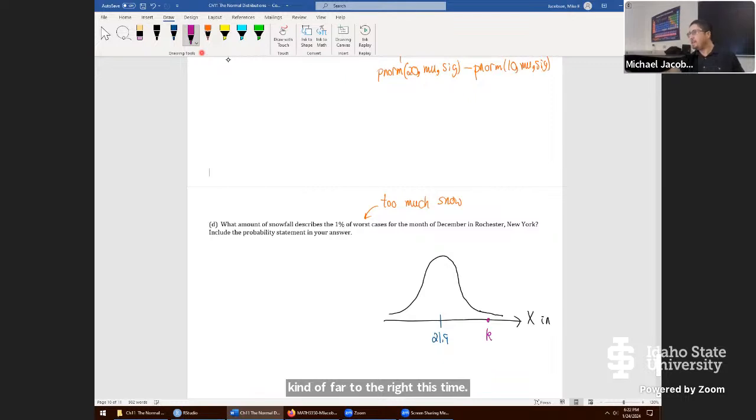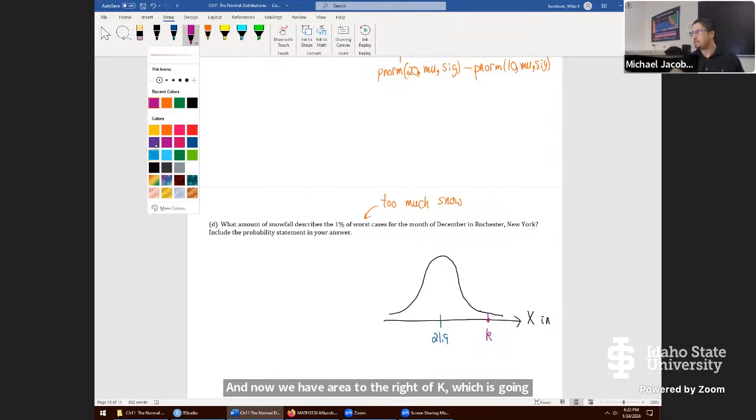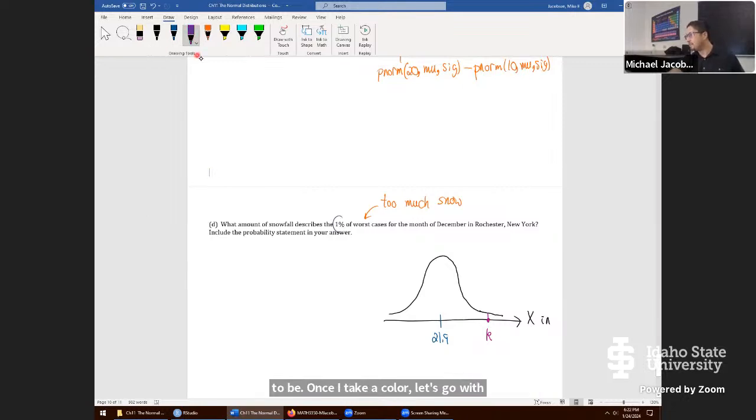Let's place this here for K. And now we have area to the right of K, which is going to be, once I pick a color, let's go with purple, why not? That area. One word of warning is we definitely don't want to use a percentage. We need to use the probability. So convert that into a 0.01 for area.